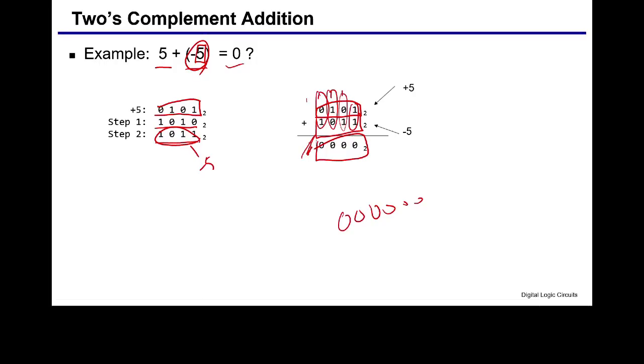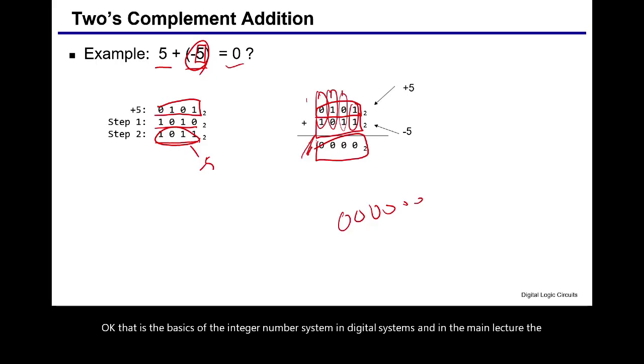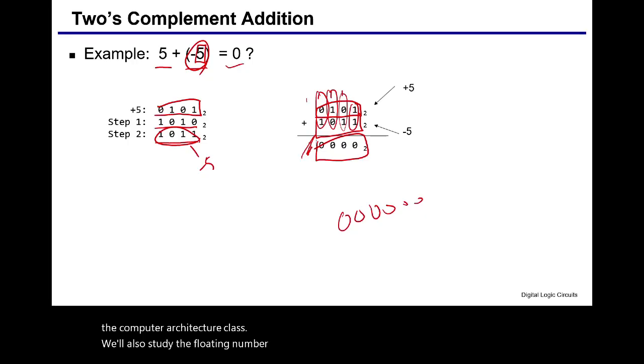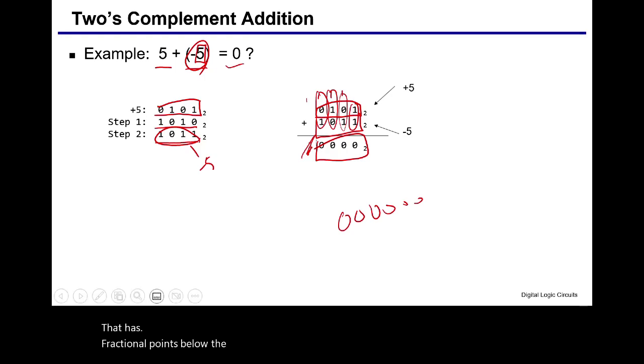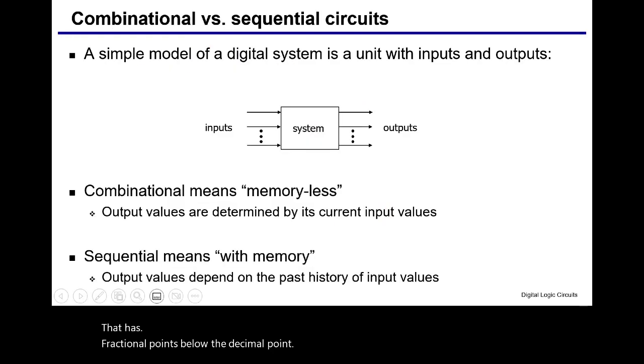Okay, that is the basics of the integer number system in digital systems. And in the main lecture, the computer architecture class, we'll also study the floating point number system that represents real numbers. That means the numbers that have fractional points below the decimal point. Anyway, let's move on to the next topic.